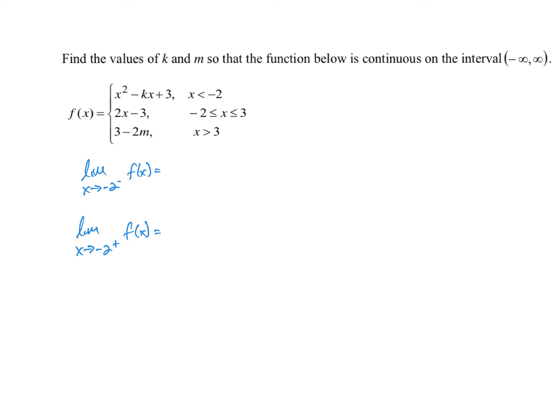Well, from the left, what would I end up getting? I substitute in -2. What do I get? 7 minus 2 plus 2k. 7 plus 2k. All we did was substitute in -2 into that top equation. And then I need to do -2 from the right. So what do I get there? I substitute -2 in right here. What do I get? -7. So now, what do I want to do with those two statements? Set them equal. So now I have 7 plus 2k is equal to -7.